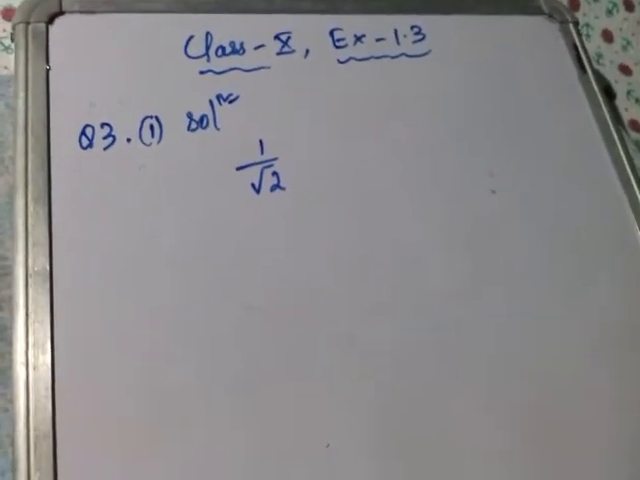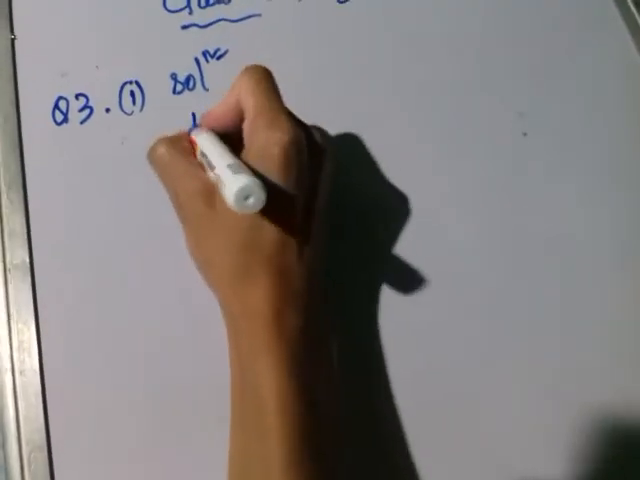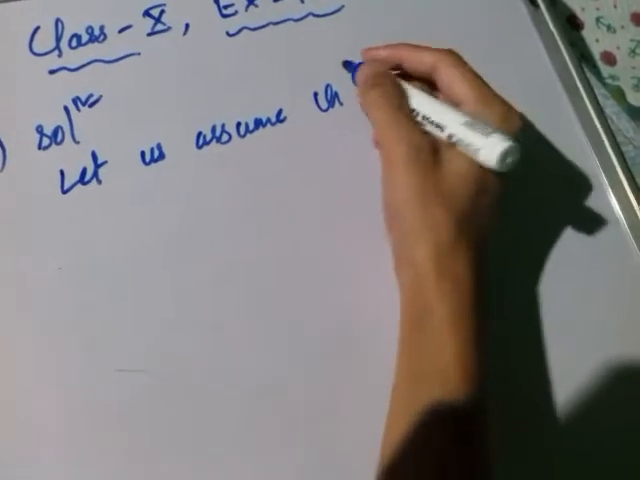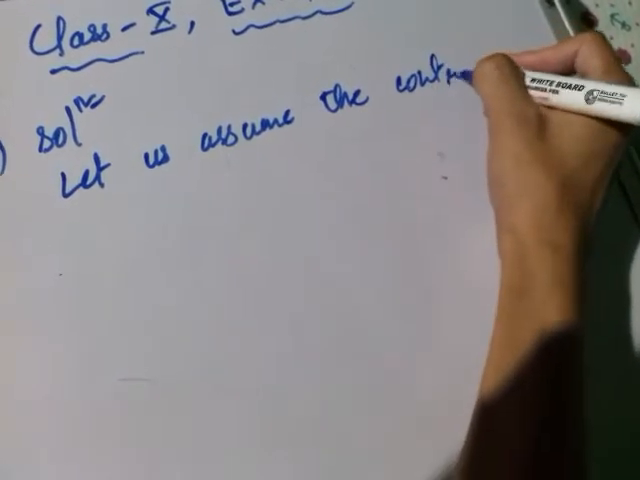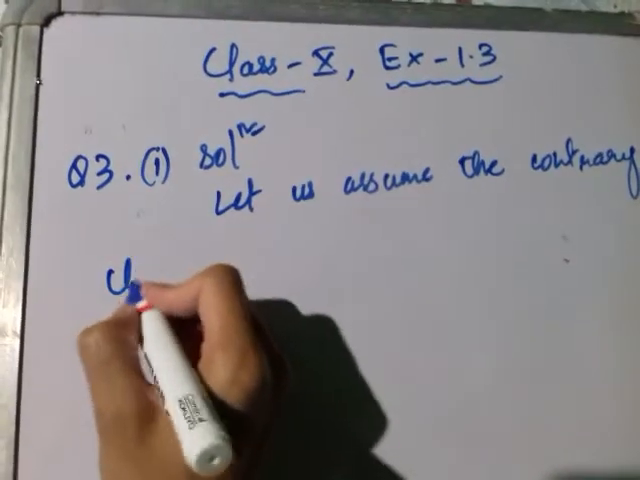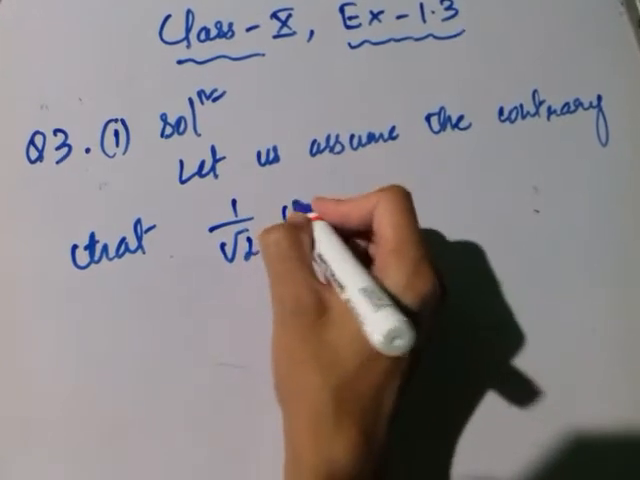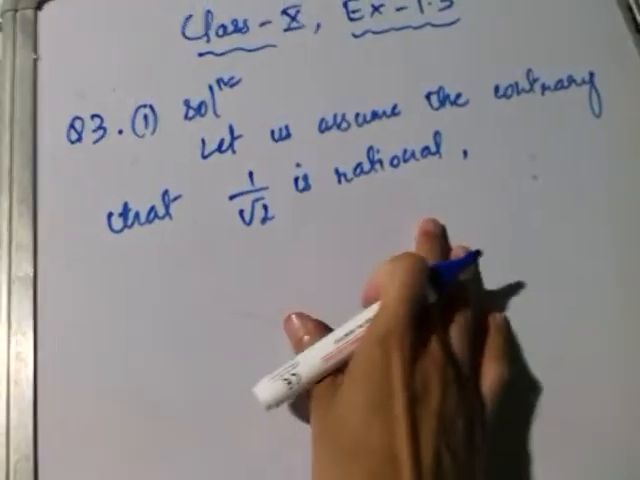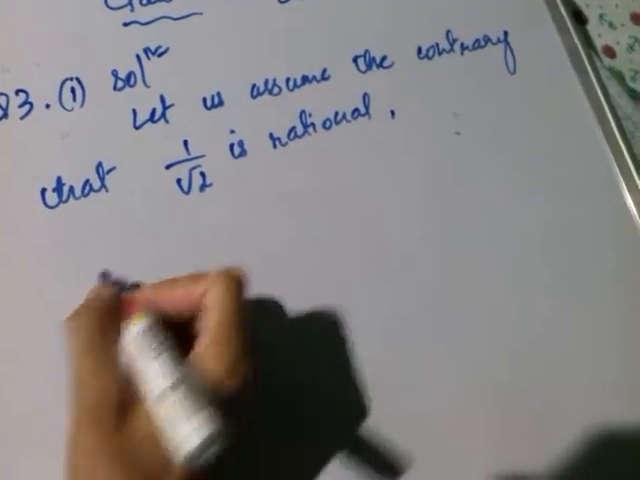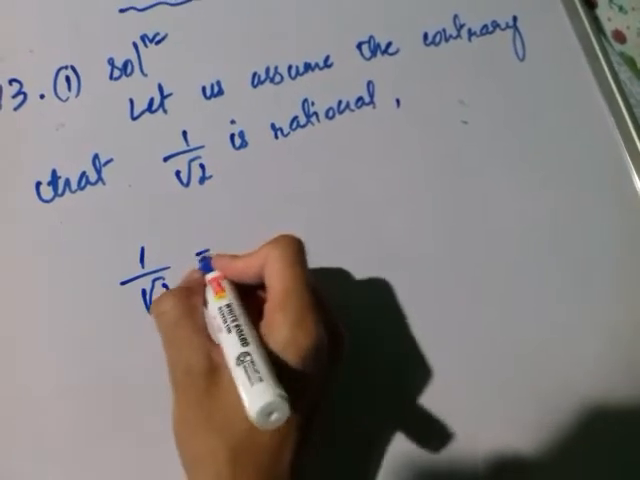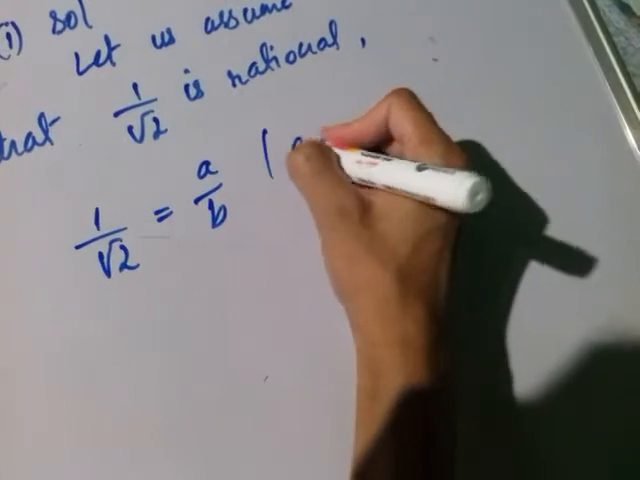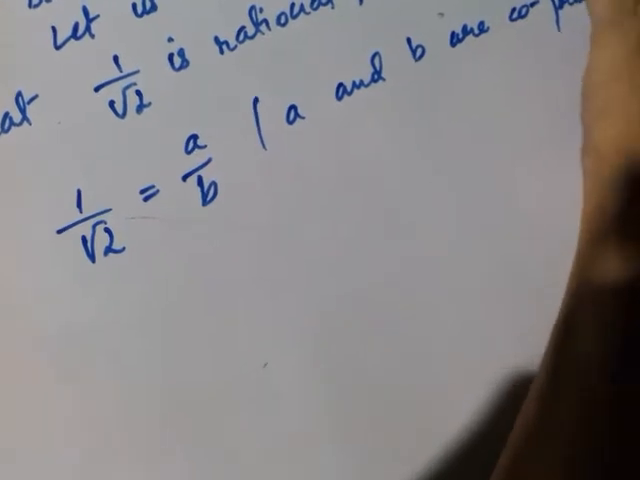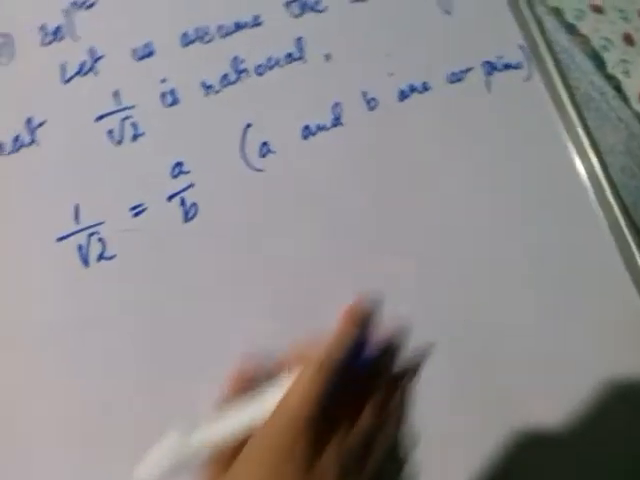Okay, so here how will we write? You will write here: let us assume the contrary that 1 by root 2 is rational. Okay, you will prove that it is irrational, but you will assume here that it is rational. Then here I will write 1 by root 2 equals a by b, and you will write here in bracket: a and b are co-prime. Co-prime, that means it is related to prime numbers.